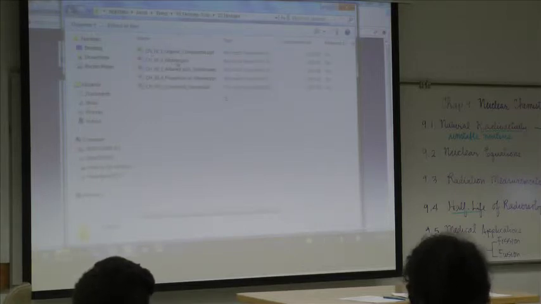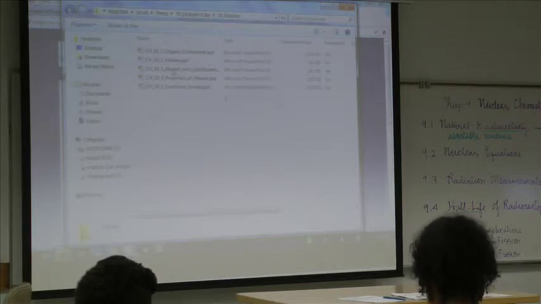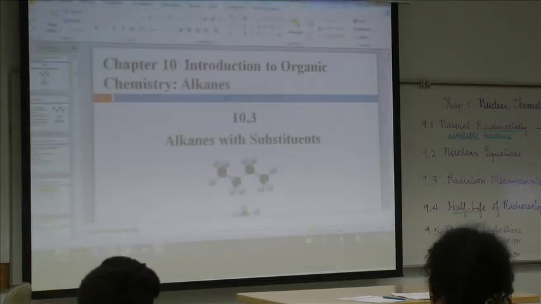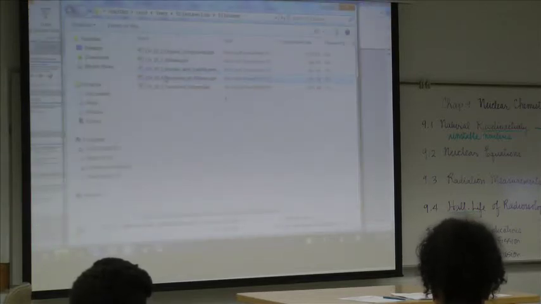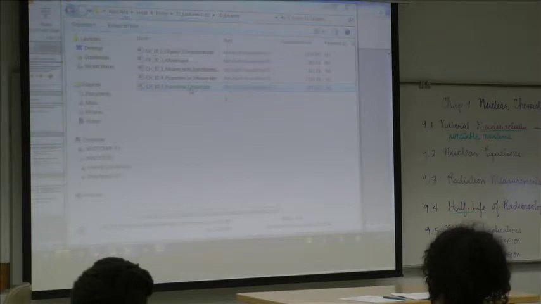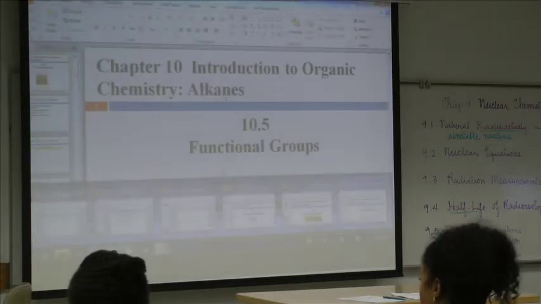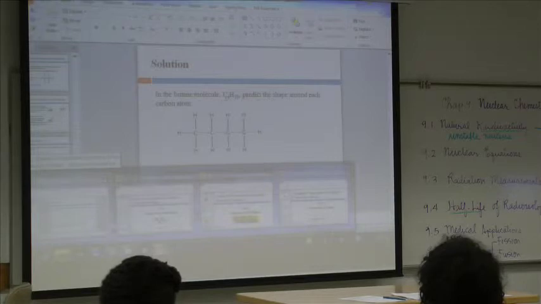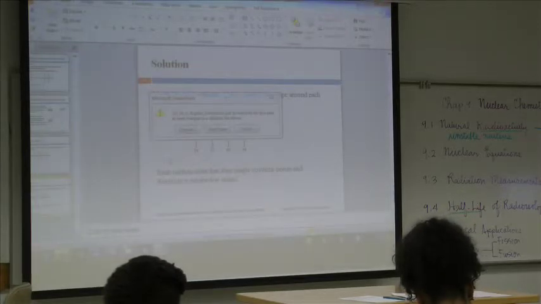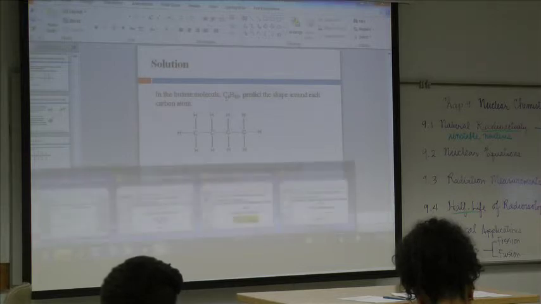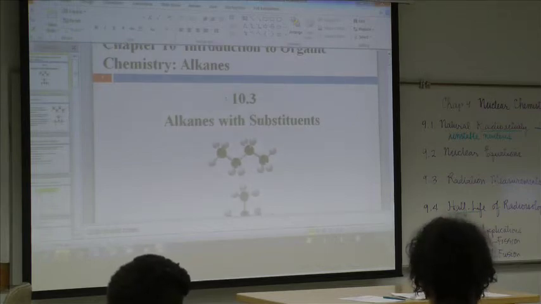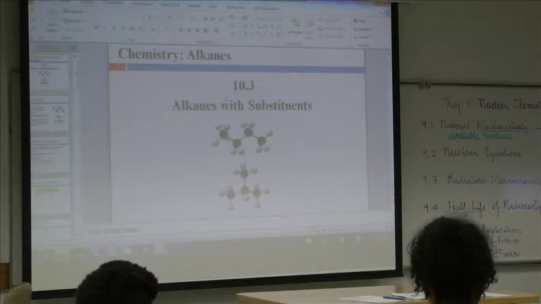Okay, then we have alkanes with substituents. What do we mean by that? And what are the properties and the functional groups? So this is actually really easy. Yeah, you say it's easy because you know, right? And hence, a lot of vocab words to understand. So alkanes with substituents. So we can draw in this way, right?